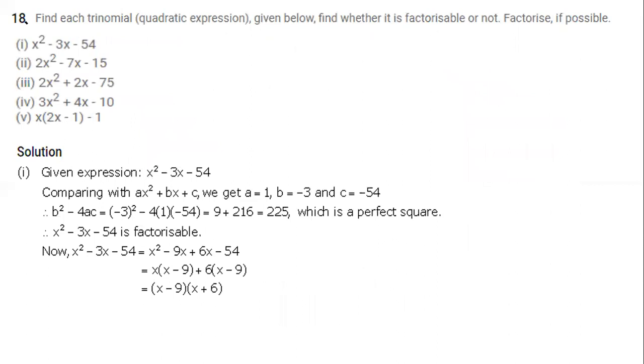Question number 17 is your homework. Try to solve question number 17 and come to question number 18.